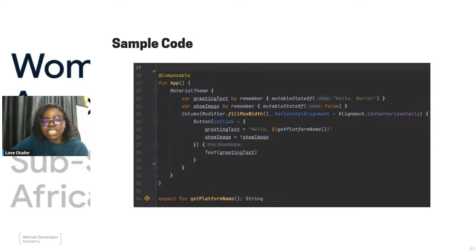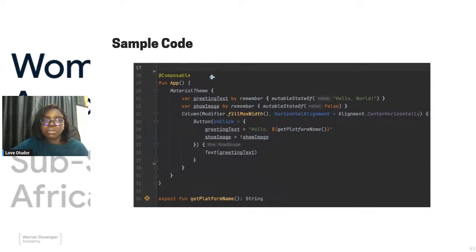And then you can see the column. If you're not familiar with Jetpack Compose, the column arranges objects, or UI components, in a vertical manner. So if you have a column and then you have a button and then an image, the button will come first and then the image will come next.